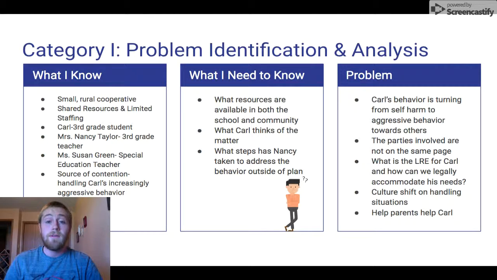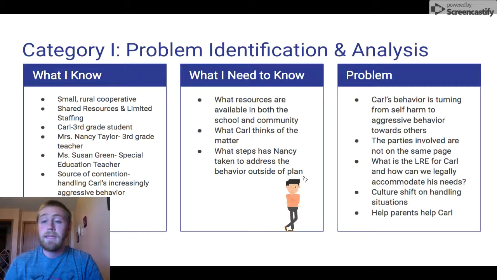What I still need to know, what resources are available in both the school and the community. So with limited resources, I'd like to know exactly what kind of help I'm going to be able to secure. What does Carl think of the matter? What does he think the problem is? Does he see a problem? And how can he contribute to finding the solution to the problem? And what steps has Nancy taken to address the behavior outside of his plan? So on top of the reward system that's already in place because of the IEP, what is she doing to help resolve the issues in her classroom?